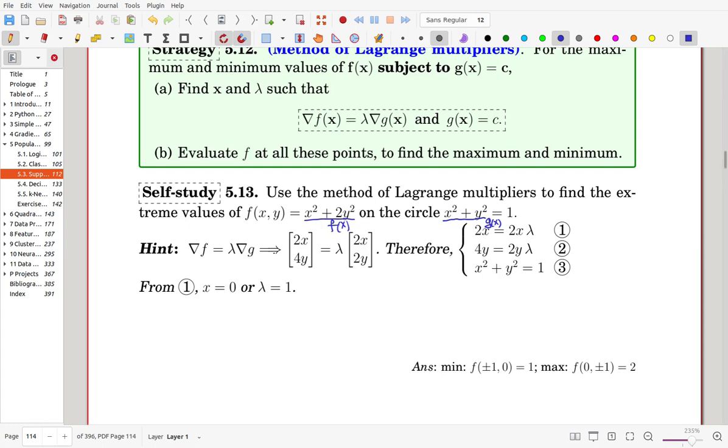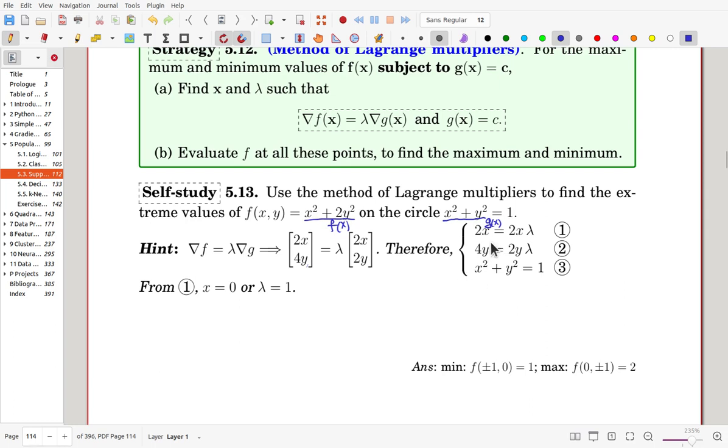So the gradient of f equals lambda times the gradient of g. The gradient of f is 2x and 4y, and the gradient of g is 2x and 2y. So we have this equation. That makes two equations, and the last one comes from the constraint. So we have three equations.